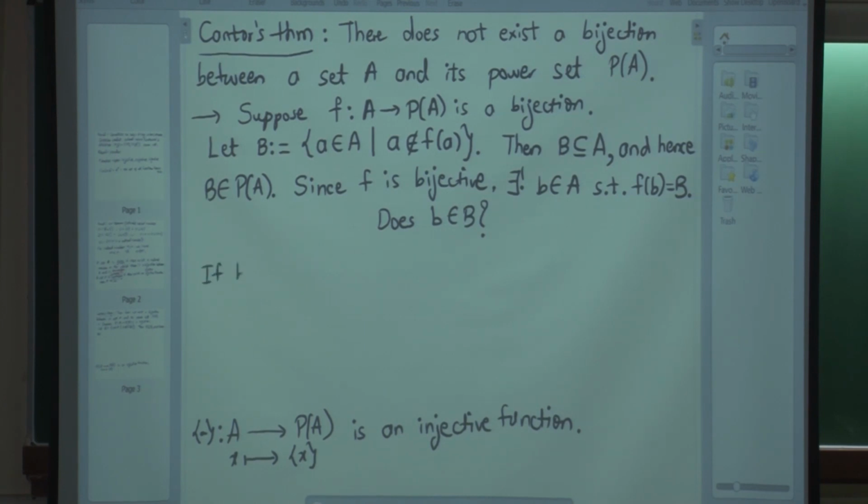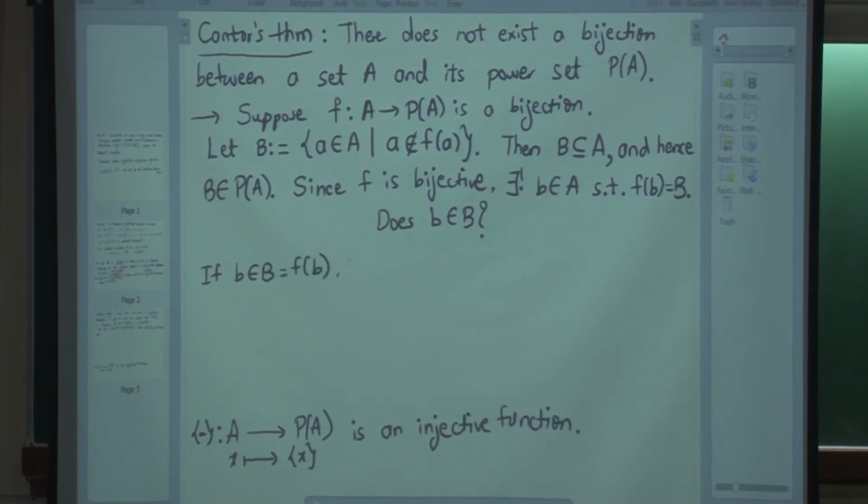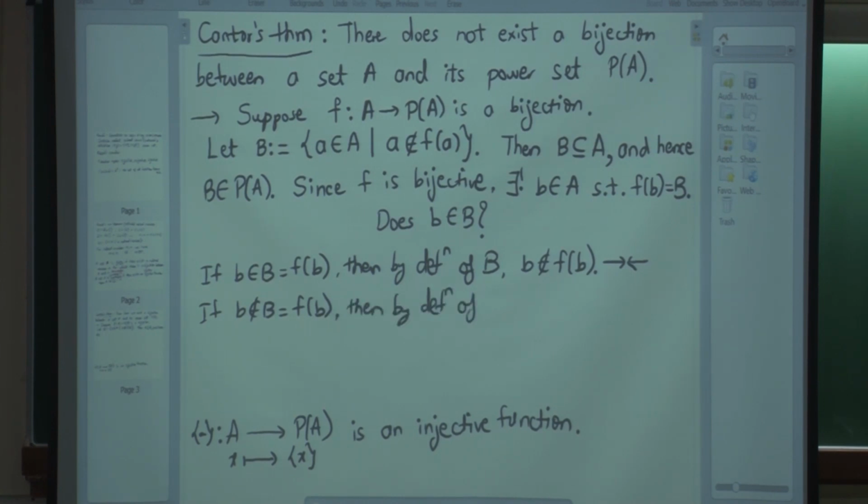If B belongs to B, which is equal to f of B, then by definition of capital B, B doesn't belong to f of B. This is a contradiction, and this is the symbol I am going to use for contradiction. Two trains crashing into each other. And if B doesn't belong to B, then again by definition of B, B must belong to B, f of B. Again this is a contradiction.